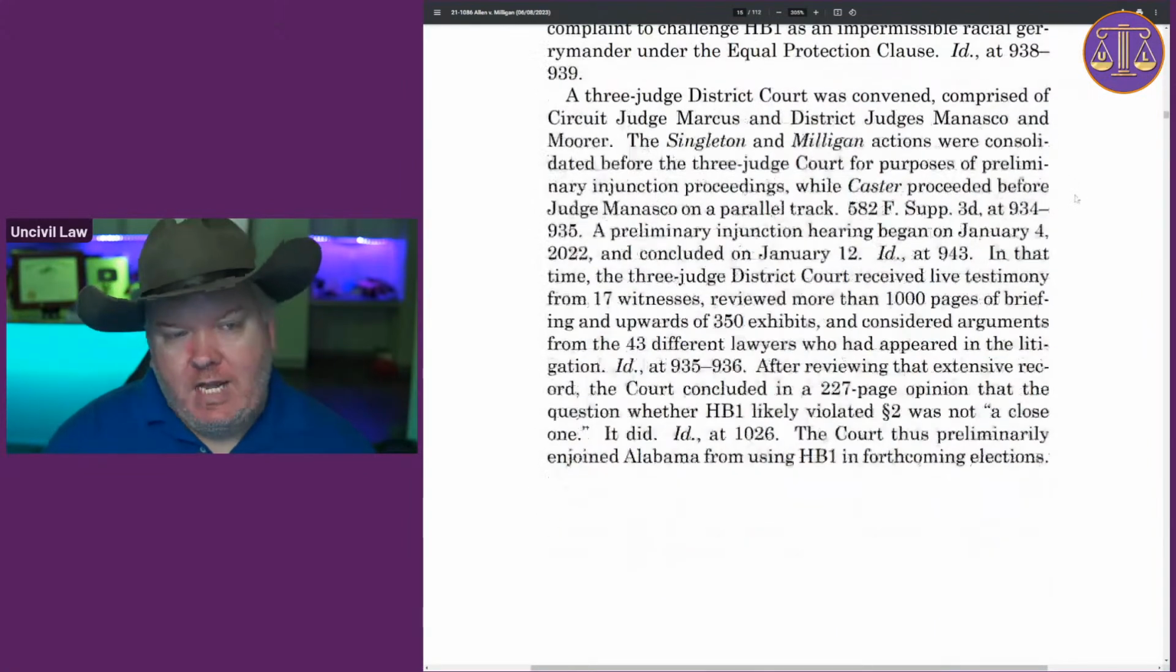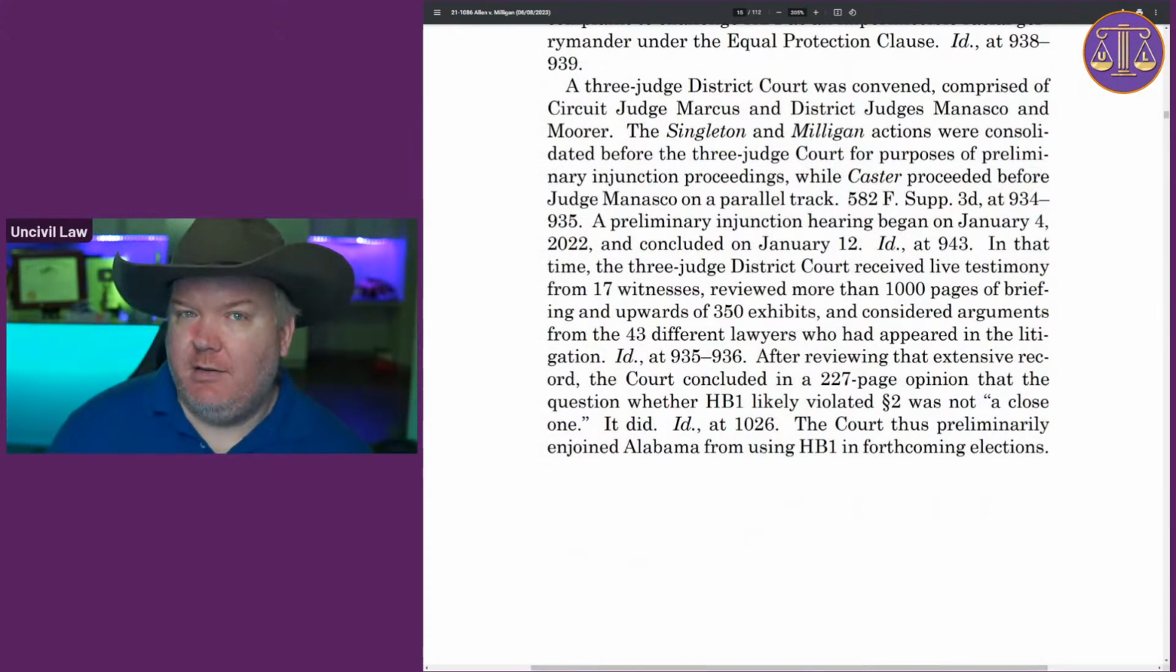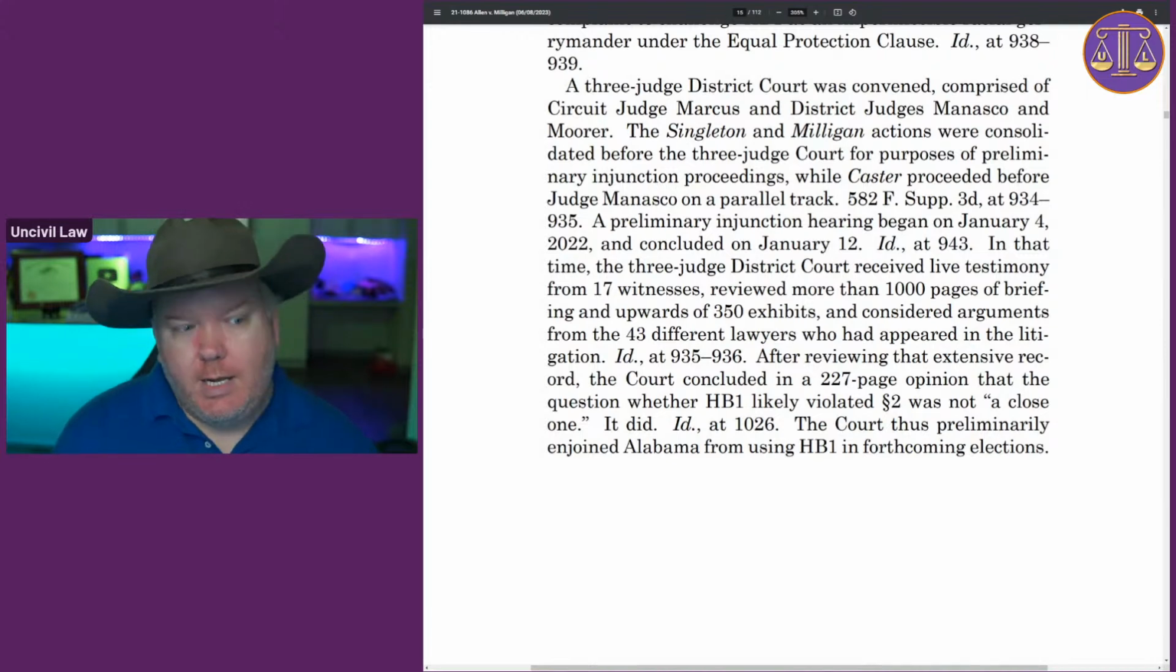Okay. A 3-judge district court was convened, which is how we do racial gerrymandering cases, or really any line drawing cases on congressional districts. Congressional districts, 3-judge court, 3-judge trial court. An unusual procedure for most cases, very usual for this kind of case.